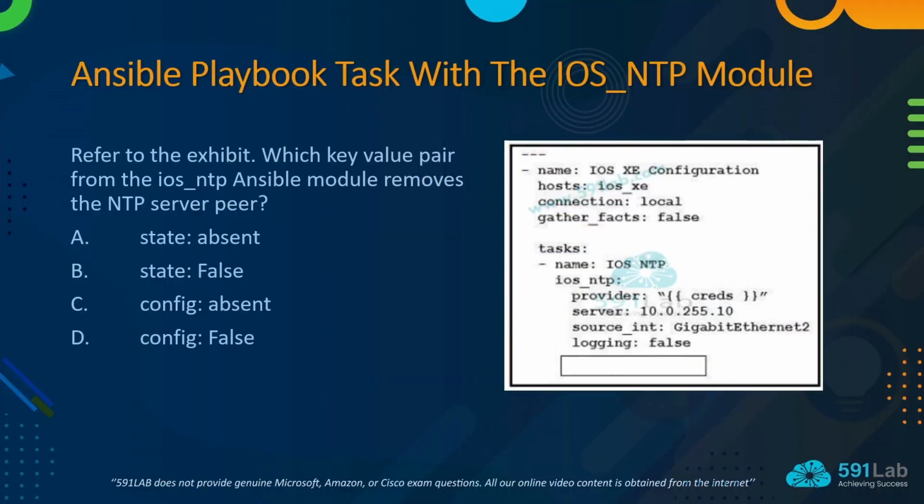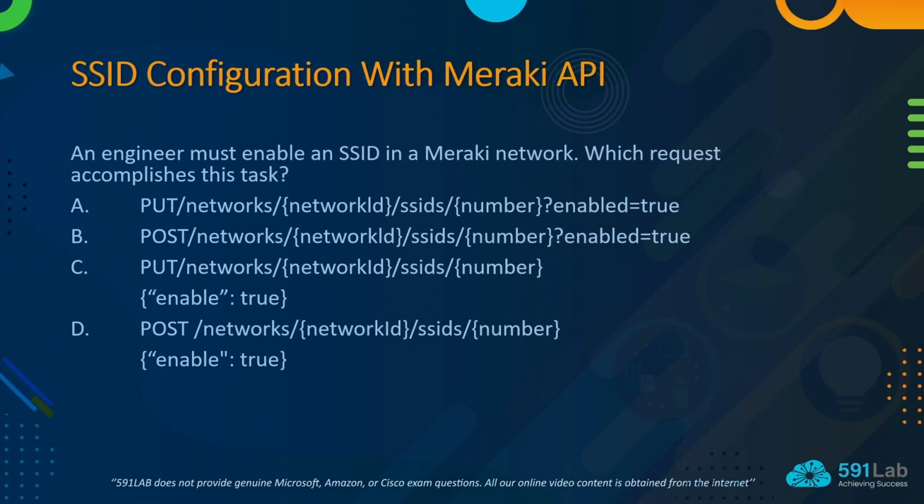Okay, let's start with the first topic, Ansible Playbook task with the IOS NTP model. Here is the Ansible Playbook detail of this topic, and we can see the first line, the Ansible Playbook name is IOS XE configuration, the host is IOS XE, the connection method is local, and gather facts is false. That means we will not gather facts when we run this playbook. Okay, the next one, SSID configuration with Meraki API. The question is, an engineer must enable an SSID in the Meraki network. Which request accomplishes this task?